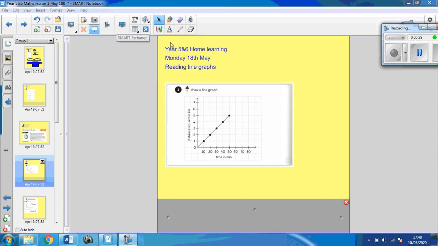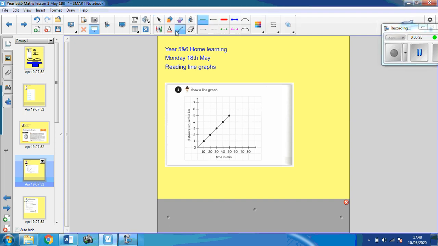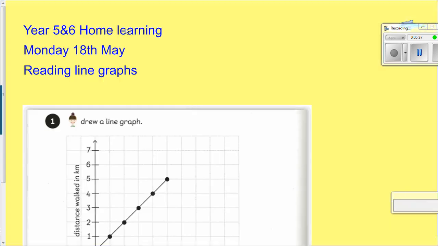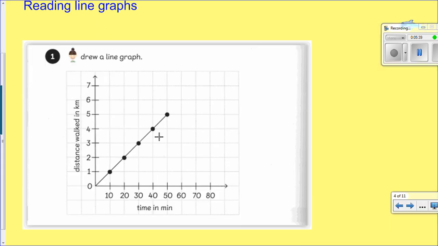Okay, so Emma, in fact, has drawn this line graph. Now I'm going to zoom in because you can't see it particularly well there. That's better. I'm just going to show you a couple of things you can do with this. Straight away we can see that there's a line here going straight. There aren't any dots or plots on the graph that are away from that straight line, which is quite interesting.